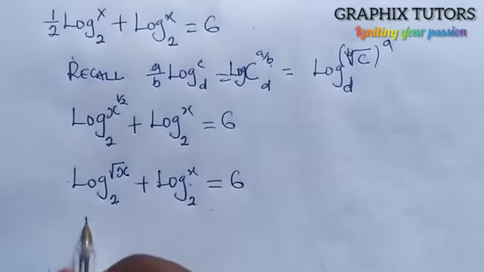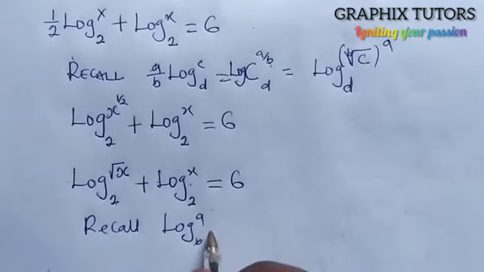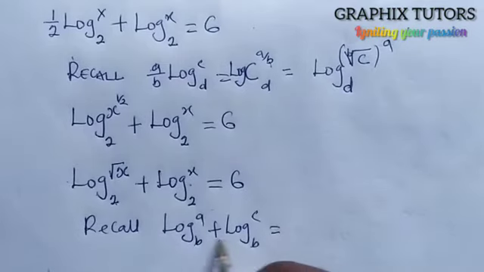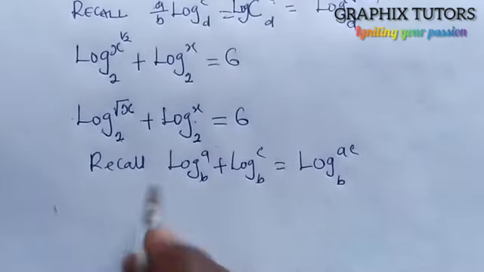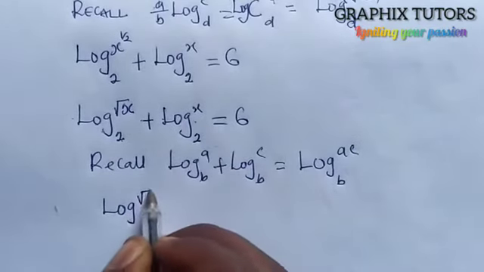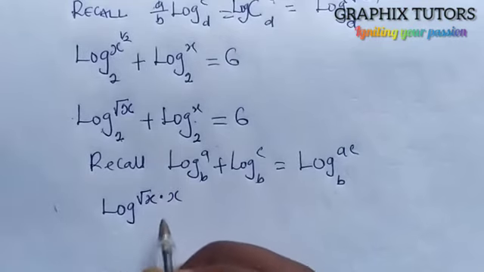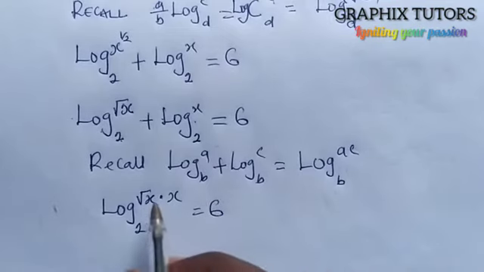So I will say recall: log A to base B plus log C to base B, the bases are equal. When two logs are adding each other and they have the same base, you're going to multiply them. So it will be log AC to base B. So from here I'm going to have log root x times x, to base 2 is equal to 6. This dot means times.